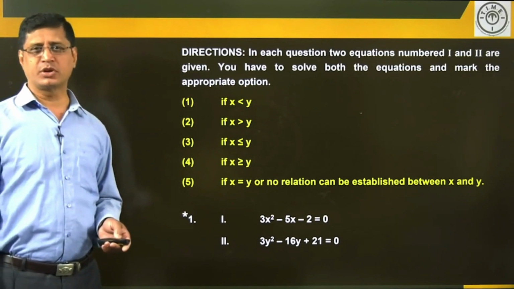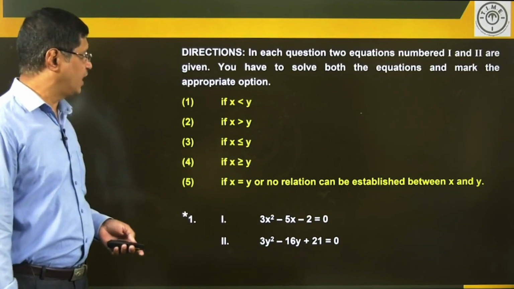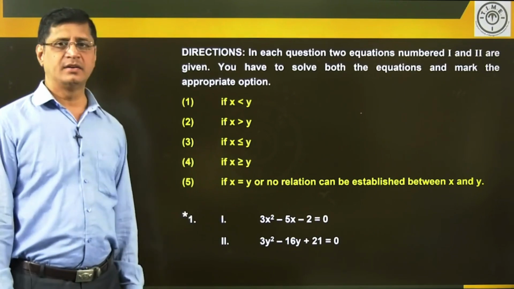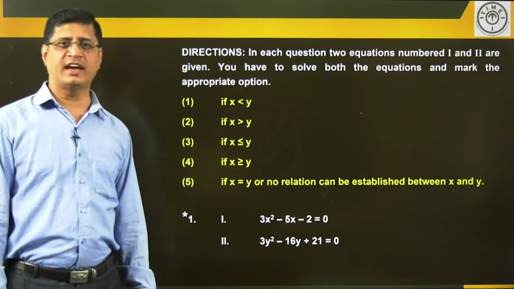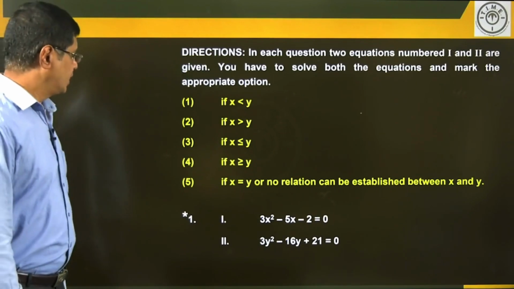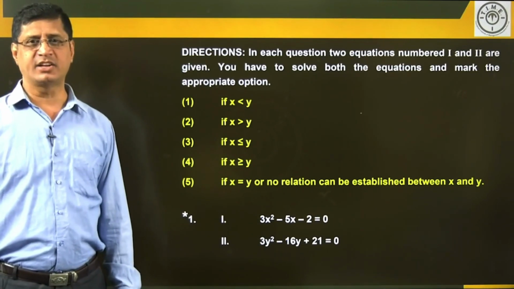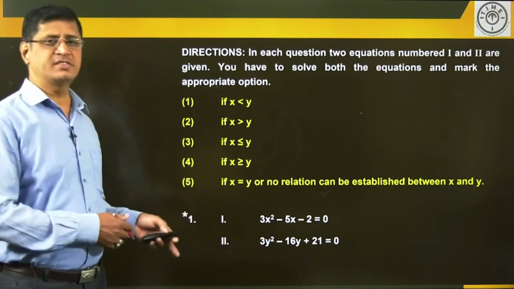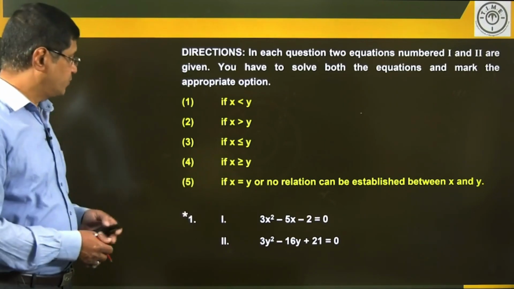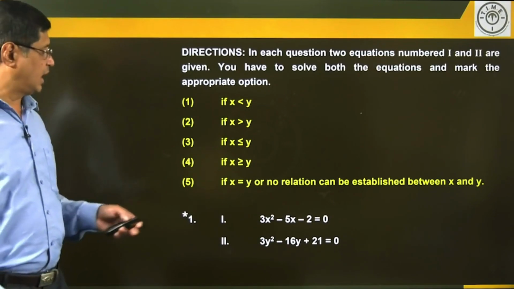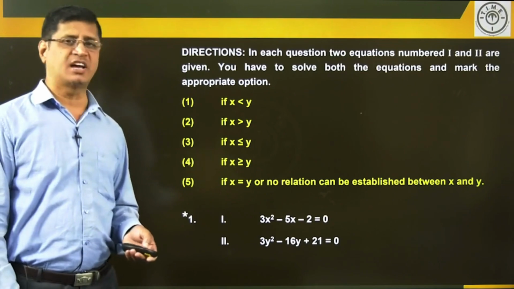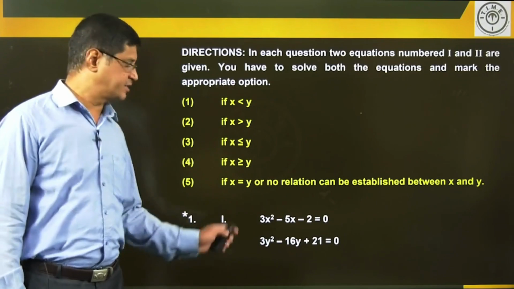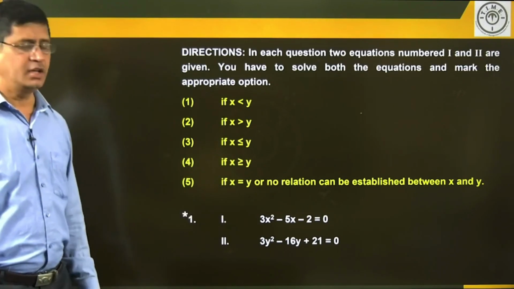Now, mark the first option if x is less than y. Mark choice 2 when x is greater than y. Or mark choice 3 if x is less than or equal to y. And mark choice 4 if x is greater than or equal to y. And the last option, option number 5, is if x equals y, or no relation can be established between x and y. Between x and y it is not possible to make any relation.